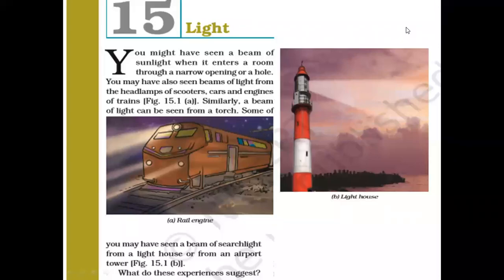Hello students, welcome back. We shall continue to study our chapter 15, Light. So in our previous classes, we had discussed mirrors. We saw that in the case of plane mirrors, we get the size of the image the same as the object.